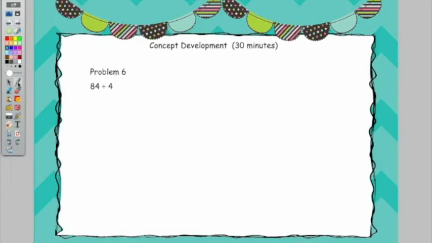So Channing did this in her head, and I bet a bunch of you did this. You did 8 divided by 4 equals 2. And then you did 4 divided by 4 equals 1. So what did you get for your answer? 21. I'm almost thinking unit form would be much easier than standard algorithm on this one. 84 ones divided by 4.